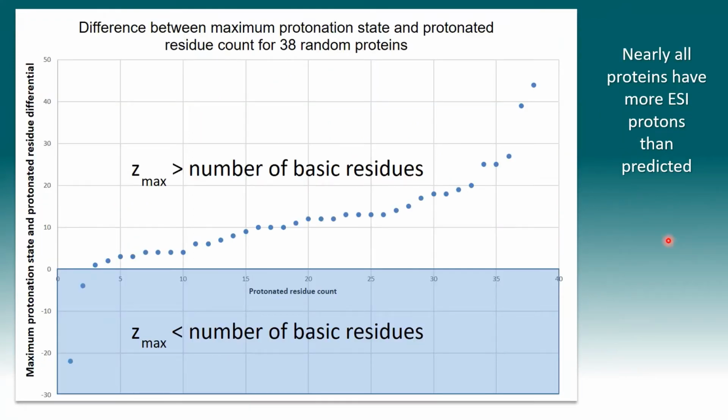There is nothing remarkable about these examples. So here we plotted the difference between the maximum protonation state and the protonated residue count for 38 randomly chosen proteins. What we would expect is that the number should be the same, or there should be fewer protons in electrospray than those in solution. What you actually see is almost all proteins have more electrospray protons than you would predict.